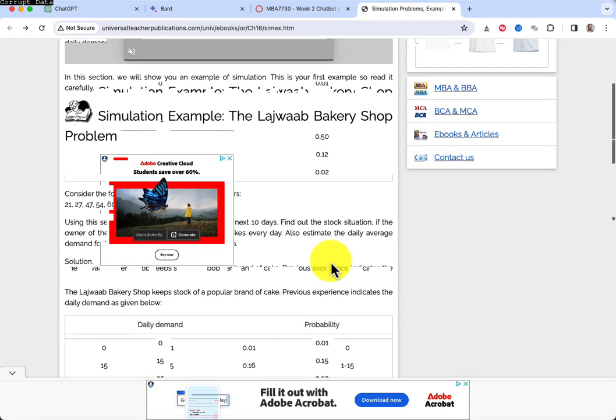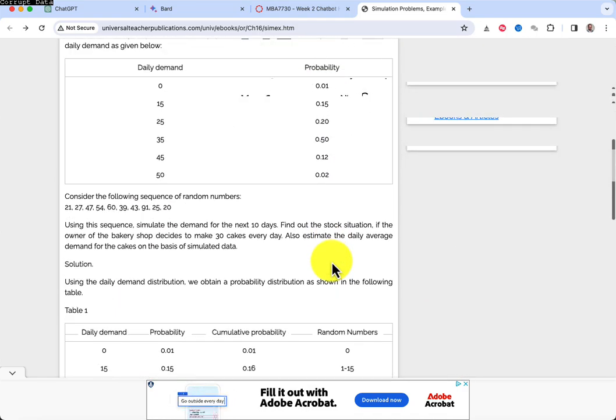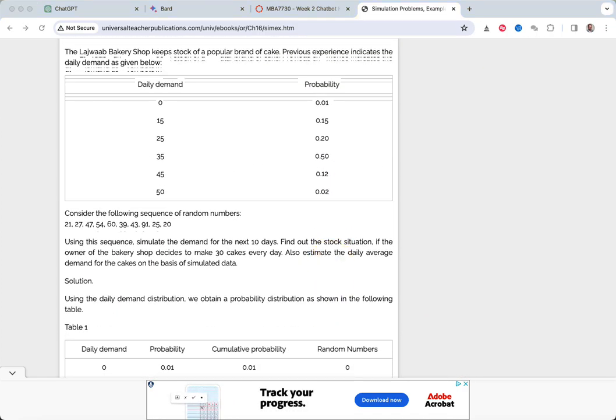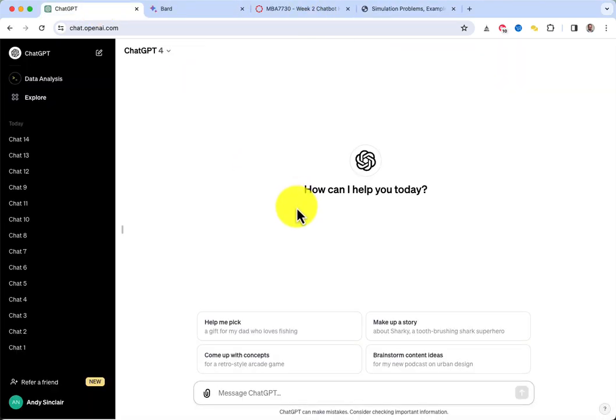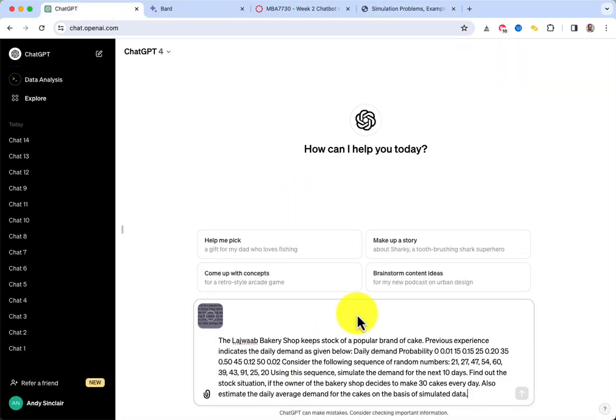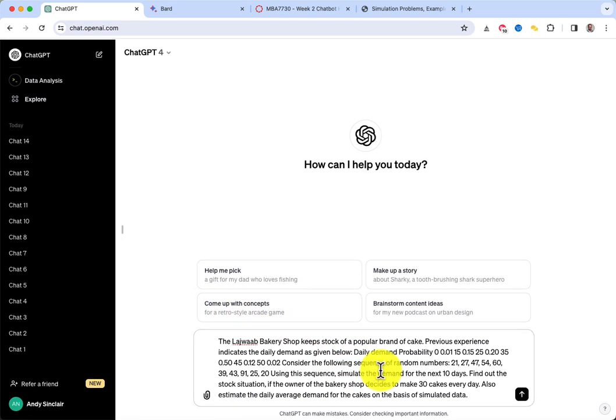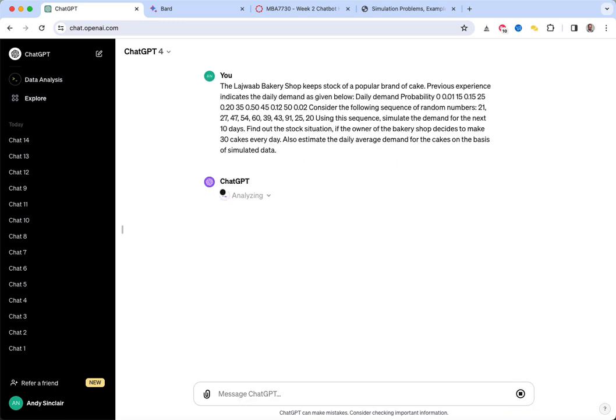Once we get through some of these ads, we'll go ahead and copy, come here to ChatGPT, paste, and send the message. Now you'll have ChatGPT or Bard begin the analysis process.